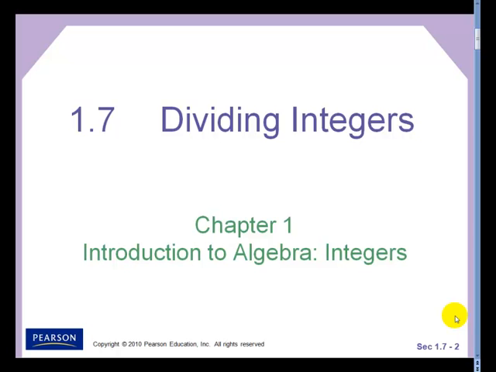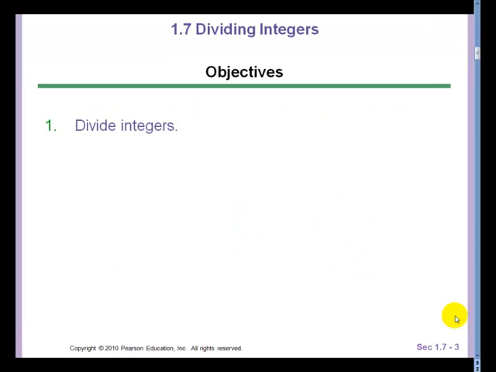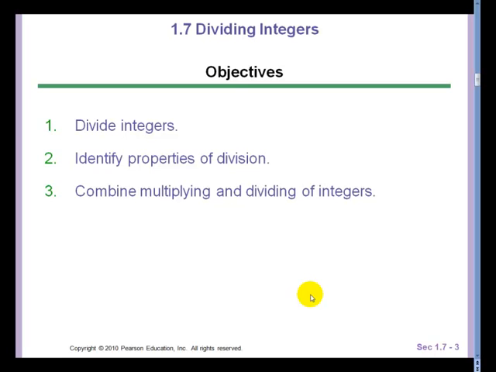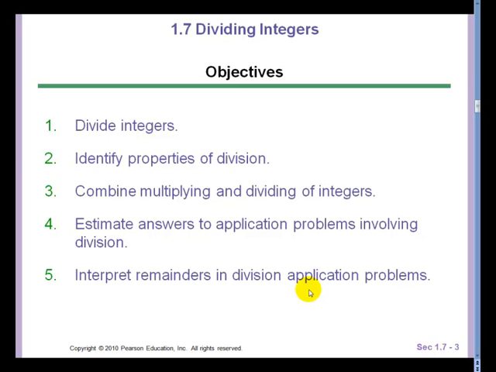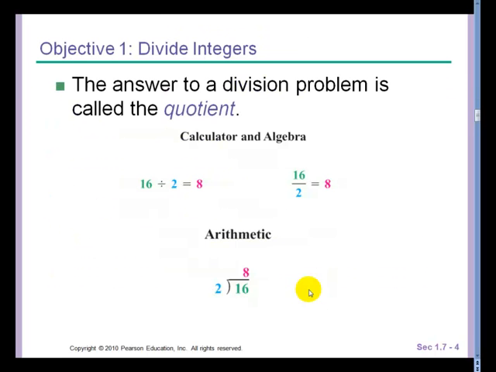Today we are doing section 1.7, Dividing Integers. Our objectives: 1. To divide integers. 2. Identify properties of division. 3. Combine multiplying and dividing of integers. 4. Estimate answers to application problems involving division. And 5. Interpret remainders in division application problems.